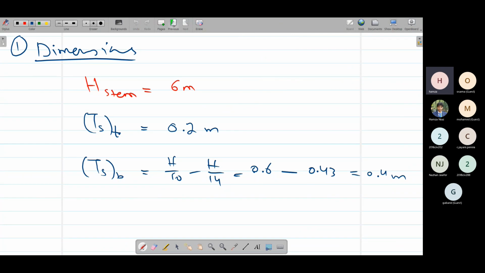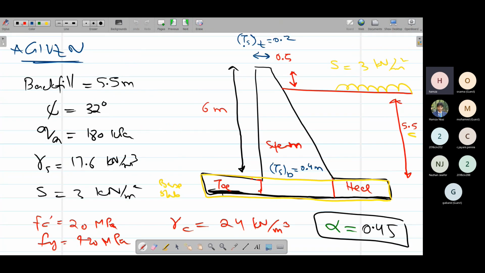Okay. So afterwards, what do we have to determine? We have to determine the length of heel and the length of toe. That we have to determine: what is the length of heel and what is the length of toe. For this, we have to determine this whole base width. If we have an idea of this whole base width, we can divide the total base width into heel and toe.